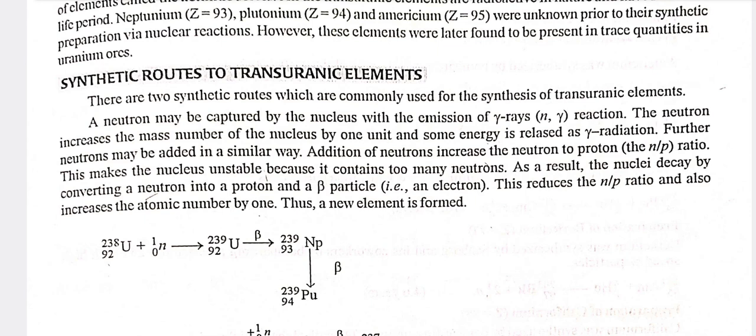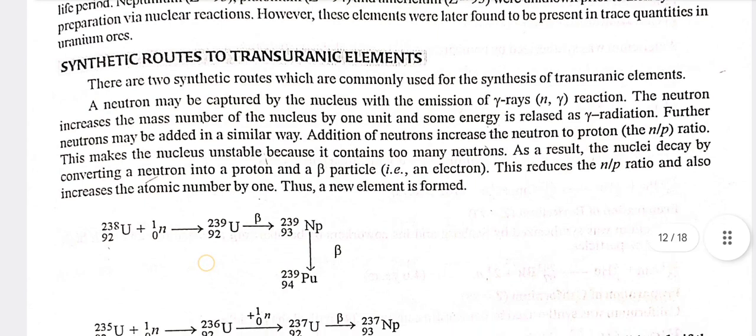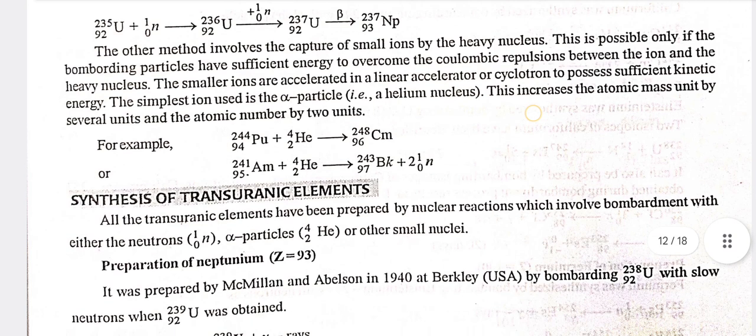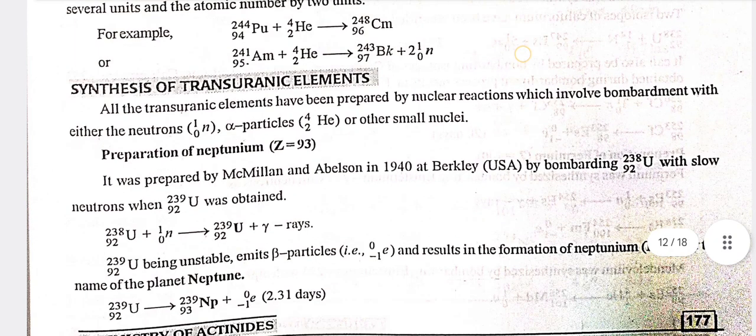Synthetic routes of transuranic elements. A neutron may be captured by the nucleus with the emission of gamma rays. The neutron increases the mass number of the nucleus by 1, with some energy released as gamma radiation. Further neutrons may be added in a similar way. The other method involves the capture of small ions by a heavy nucleus, for the synthesis of transuranic elements.